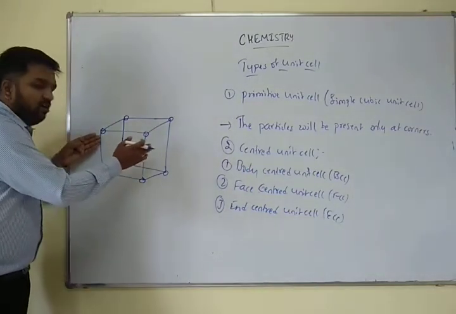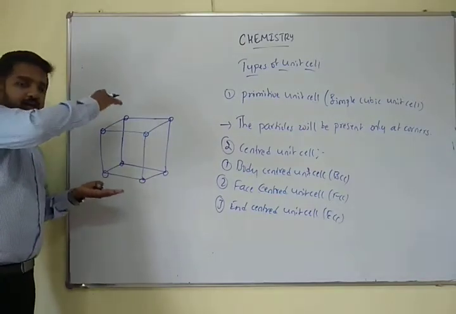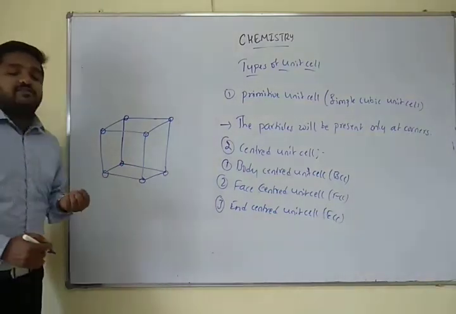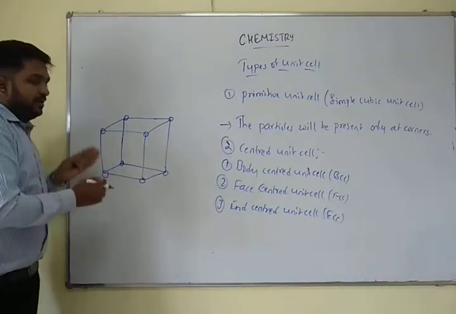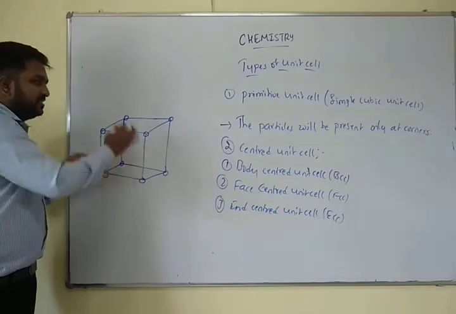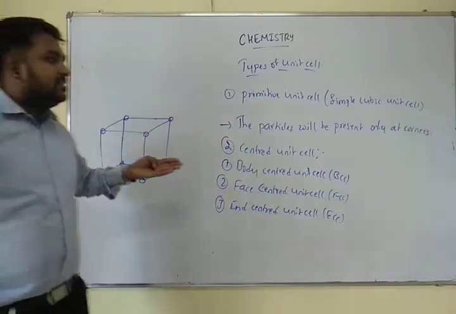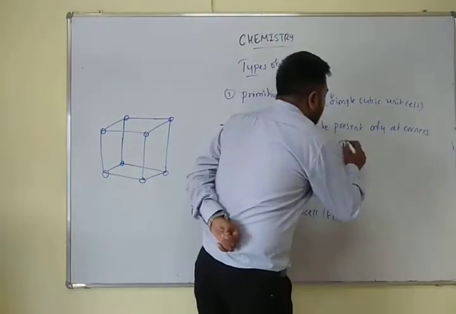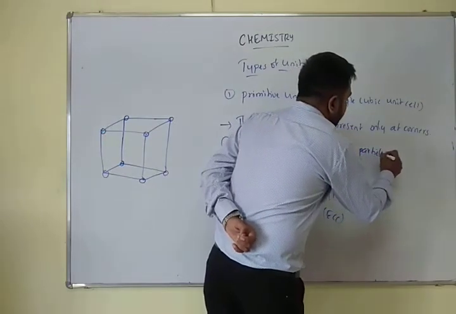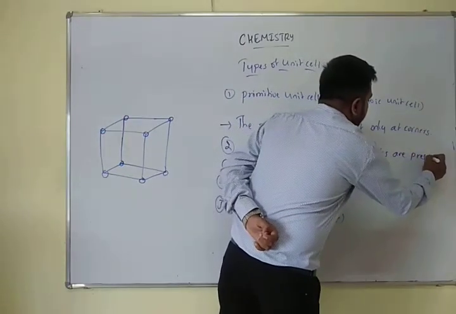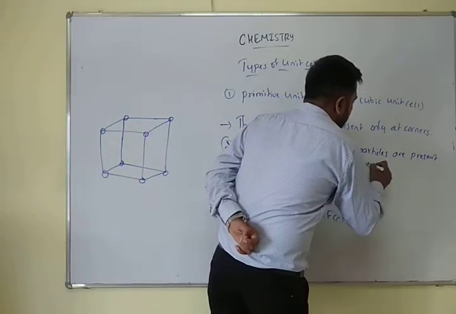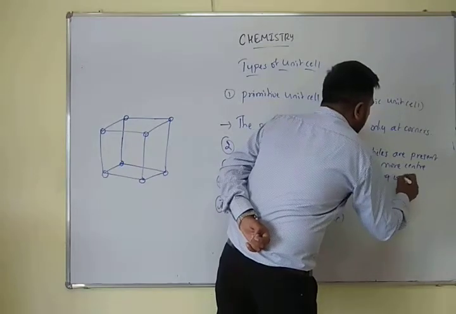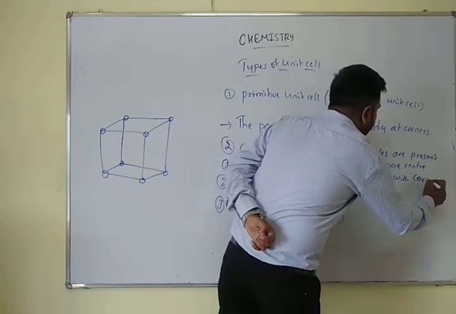So if the face is along the sideways and upside down, and also the front and back, we call it as face centered unit cell, and end centered unit cell means along with the corner, it may be present at any end, along this side, or this side. Clear? So this is the second type of unit cell, that is centered unit cell. In this case, the particles are present at one or more center along with the corners.